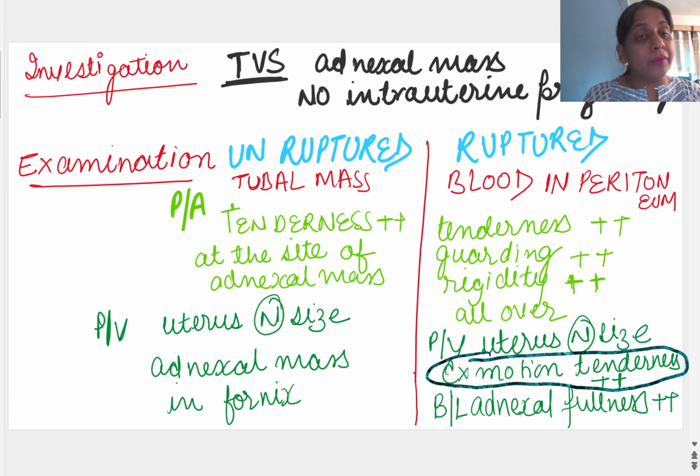And in ruptured pregnancy, in the fornices there will be bilateral adnexal fullness because blood is collecting in the peritoneal cavity. Okay, is it clear? Okay.